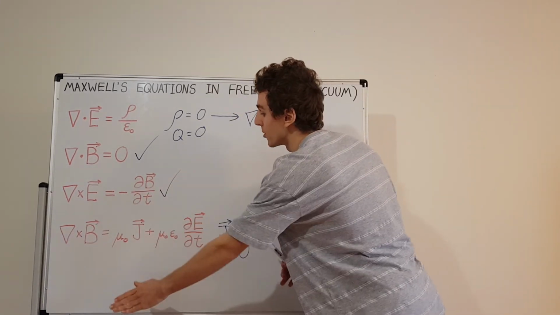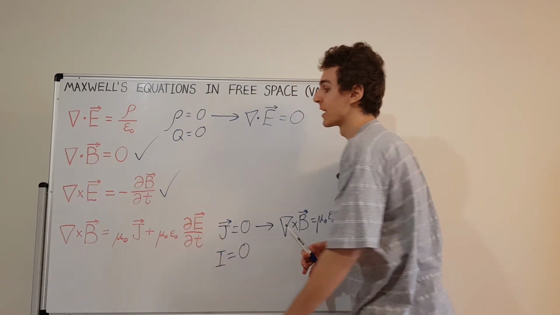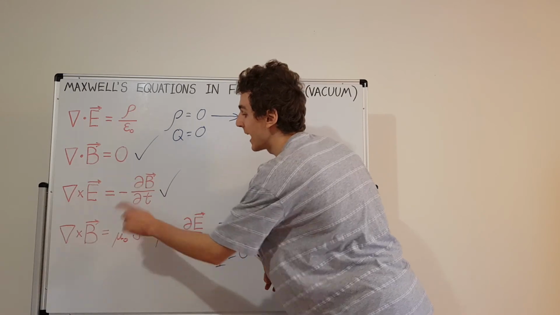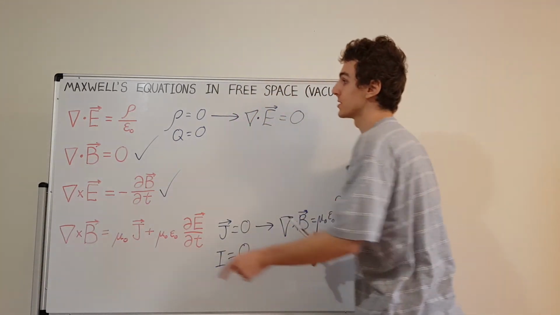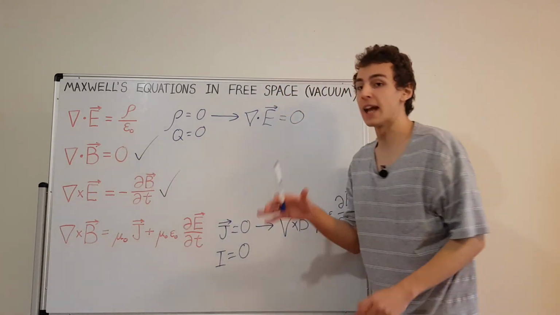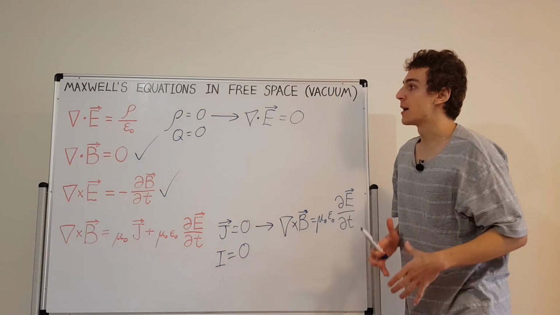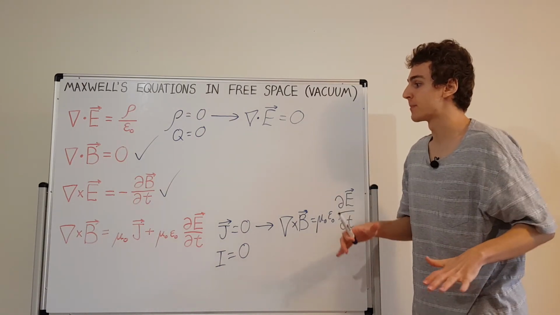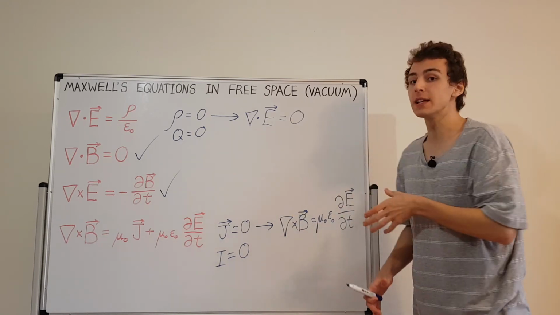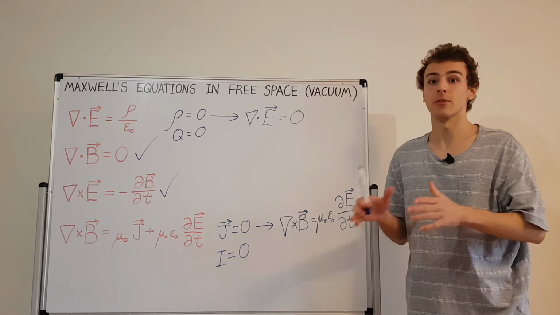We had to drop this term, but there still could be a changing electric field, so this term remains. So the curl of both the electric and the magnetic field don't necessarily have to be 0, but the divergence of the electric and magnetic field, they have to be 0 when you're in a vacuum. So this was Maxwell's equations in free space. That's when you have no charges. This is very useful, especially when you're deriving the wave equation, which we will do in another video in this playlist.